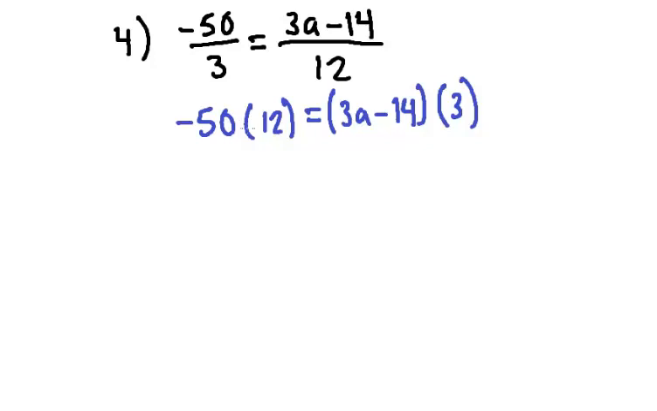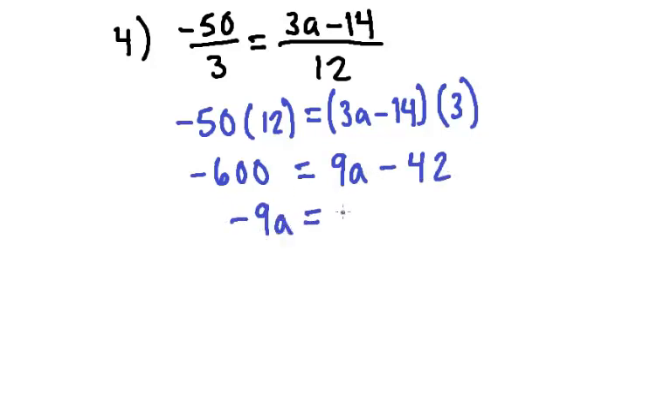So let's multiply. Minus 50 times 12 will be minus 600 equals 3a times 3. Remember, distributive property, right? So 3a times 3, 9a. Minus 14 times 3, minus 42. Then what do I do? Well, letters to the left side and numbers to the right side, right?